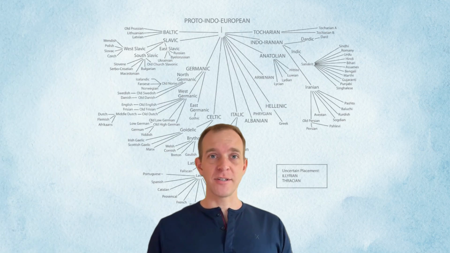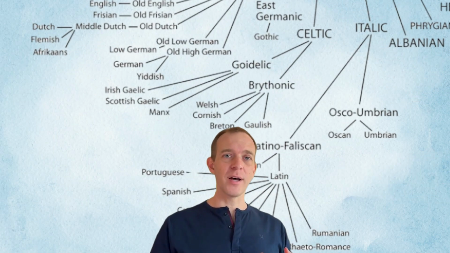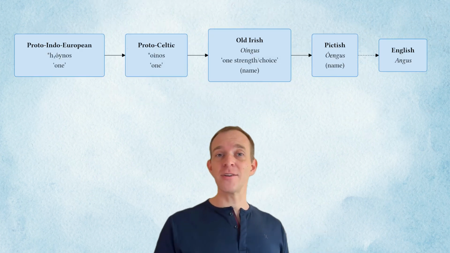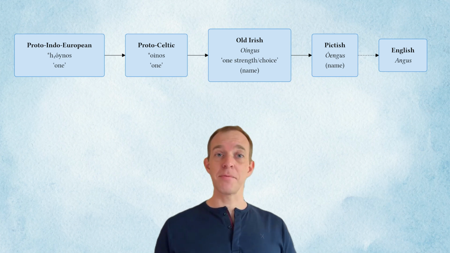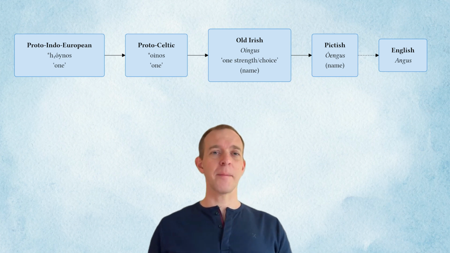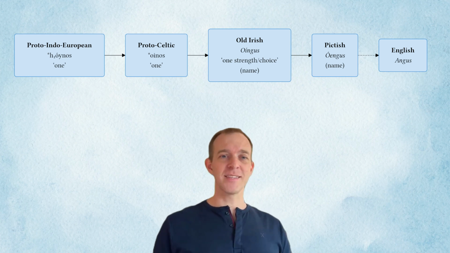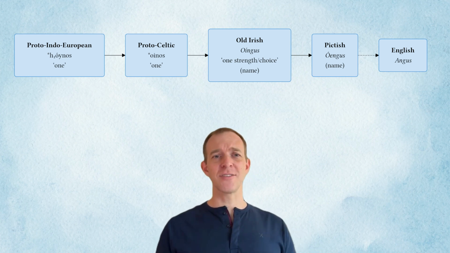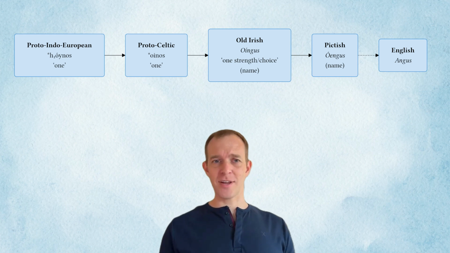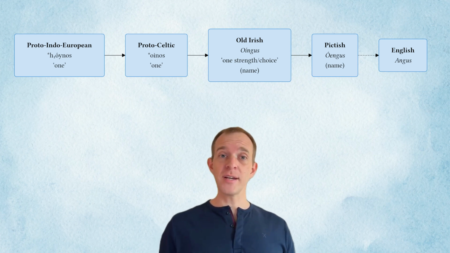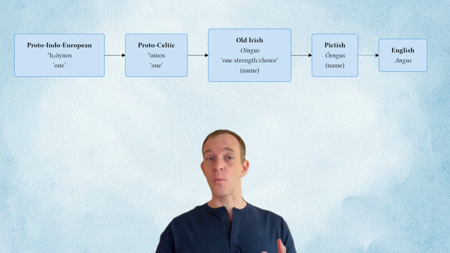The Celtic branch of Indo-European contains Irish, Welsh, and Scottish Gaelic, just to name a few of its biggest members. So the Proto-Celtic version of hoinos was oinos, just like in Proto-Italic. And this word appeared as the first part of an Old Irish name, oingis. The second part of this name is uncertain, but it's either from a word gustus, meaning strength or vigor, or maybe the word gus, meaning to choose. So oingis could have meant either one strength or one choice.